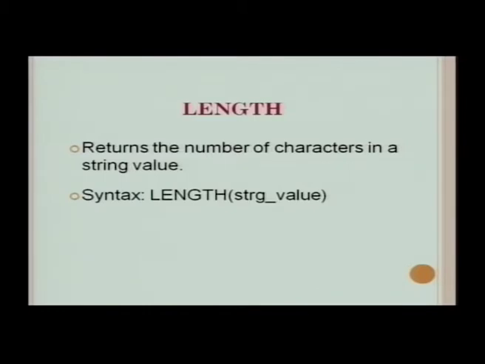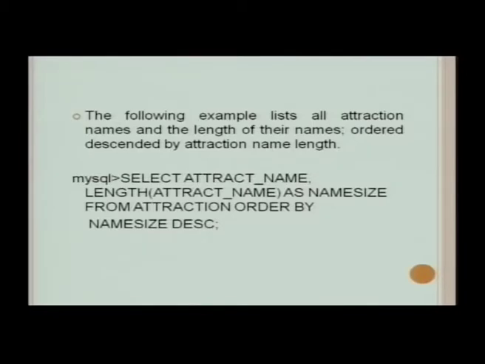Similar to these functions, there is a set of functions which the C language also supports. Here we have given one example. The following example lists all attraction names and the length of their names, ordered descending by attraction name length. So, select attraction name, length of attraction name as name size from attraction order by name size descending. All the lengths are found, and according to the name size it is displayed in descending order.